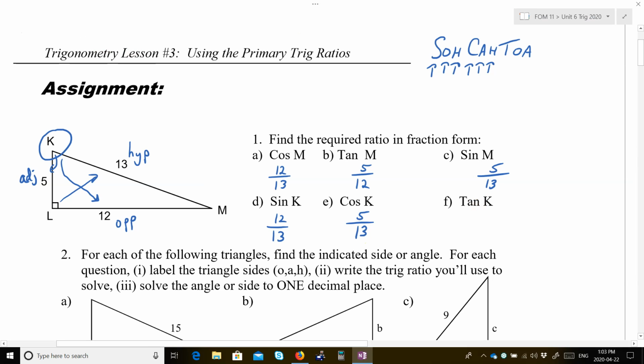And letter F, tan of K. Tan, notice, is opposite divided by adjacent. So you would go, the opposite side is 12 divided by the adjacent is 5. And that is how you do number 1.